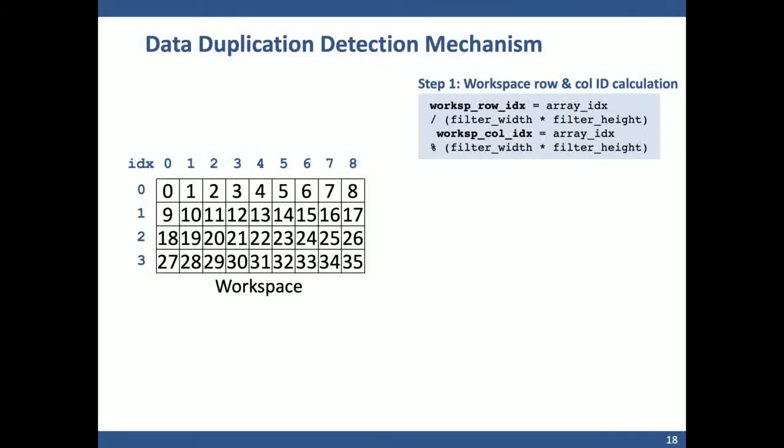We propose a duplication detection mechanism based on the observation of the duplication pattern. The workspace can be conceived as a multidimensional tensor, but usually the workspace data are stored as a single dimension in DRAM. Therefore, to exploit the two-dimensional duplication pattern, we first calculate the row and column IDs of workspace elements.